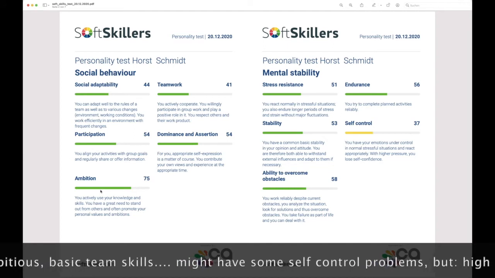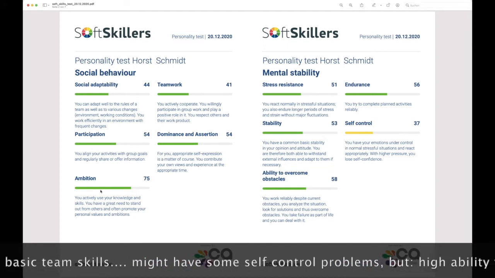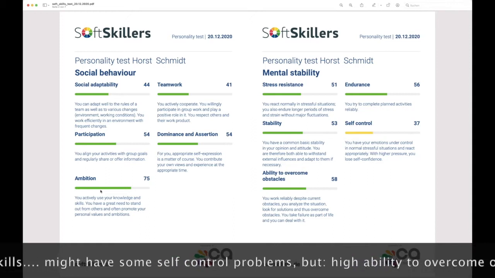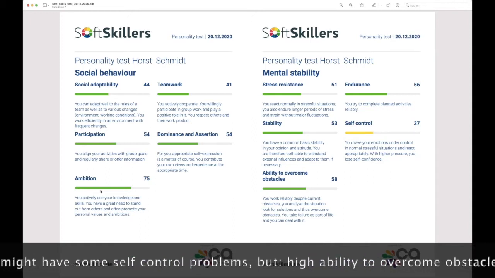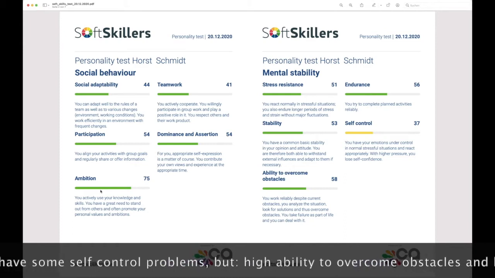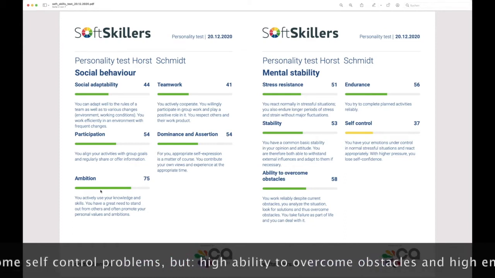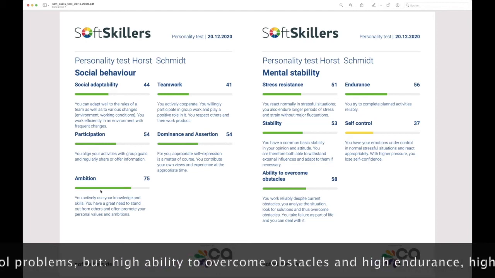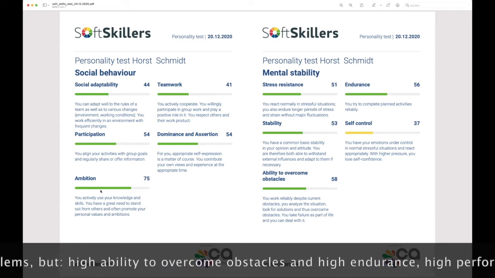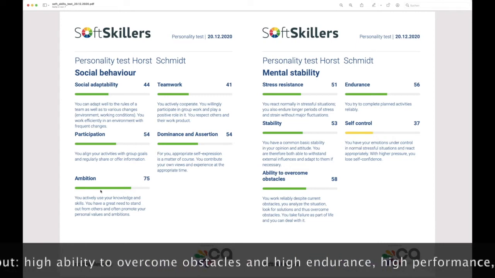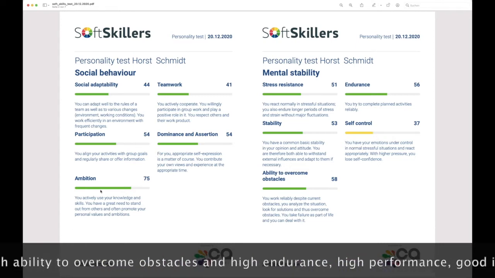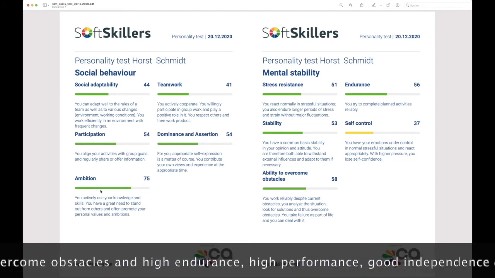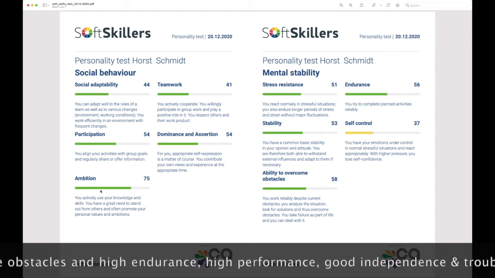Page 3, we have mental stability. And also here we do have a low value in self-control. Okay, keep that in your mind. The person might have some problems in self-control. On the other hand, there is a high ability to overcome obstacles and a high endurance. So also we take endurance and ability to overcome obstacles with us. And from the other page, we pick the self-control. So now we have 5 pieces of information from 3 pages about this person, and we can build the characteristics.